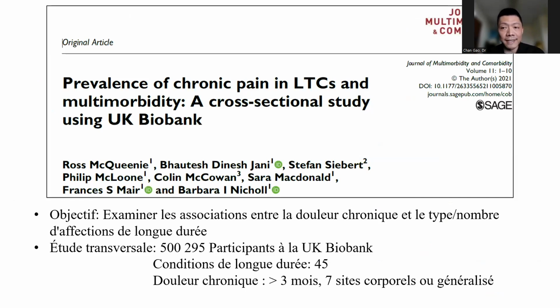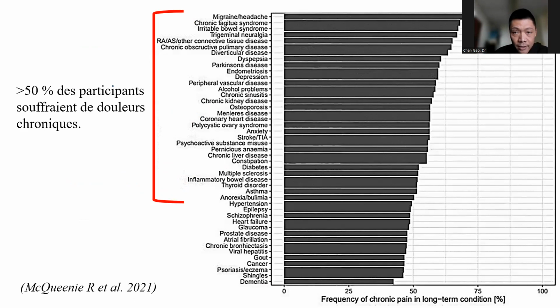This study aimed to examine the association between chronic pain and multimorbidity. It is a cross-sectional study that included more than 500,000 participants selected from the UK Biobank. The authors examined the relationship between chronic pain and 45 self-reported long-term conditions. This figure shows the frequency of chronic pain in each of the 45 long-term conditions. In 31 of the 45 conditions, more than 50% reported chronic pain.